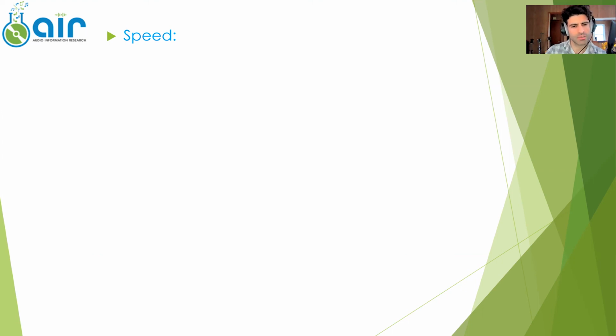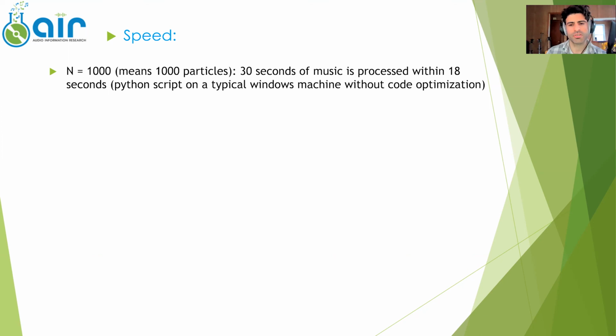Let's get to the speed characteristics of our model. We utilize 1000 particles, so it is faster than real time. The speed to number of particles ratio is almost linear. By decreasing the number of particles, the system gets even faster.